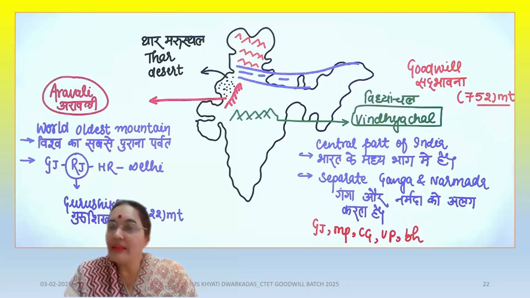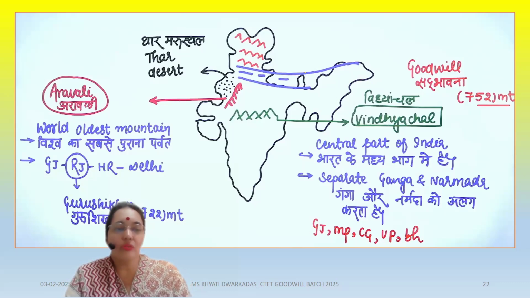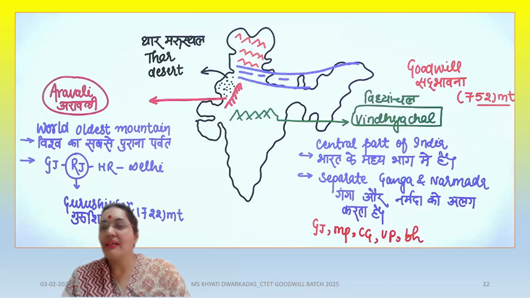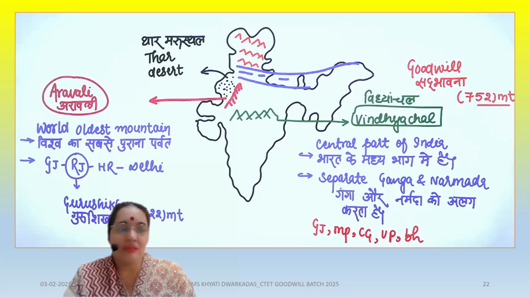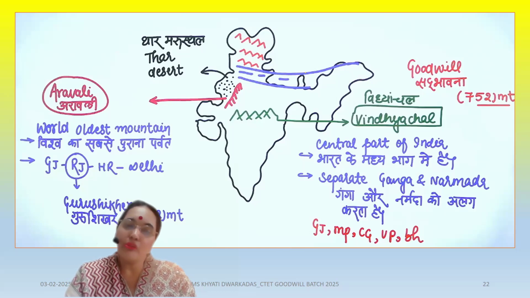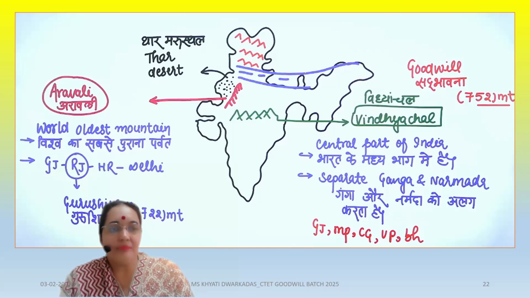The highest peak in the Aravali range is Guru Shikhar at 1722 meters. And Guru Shikhar is in Rajasthan.